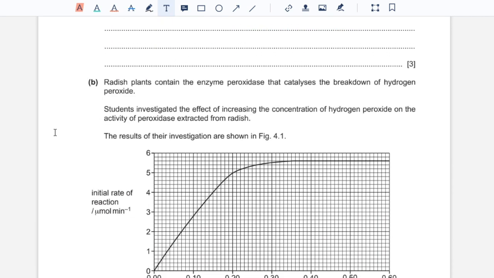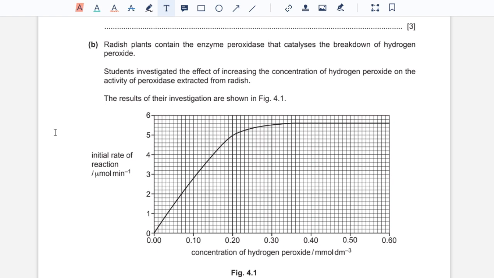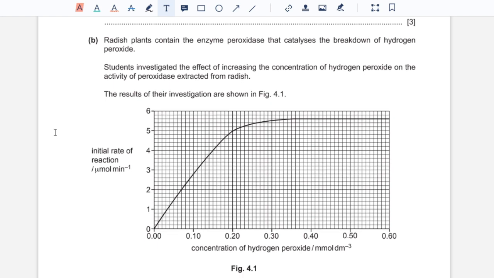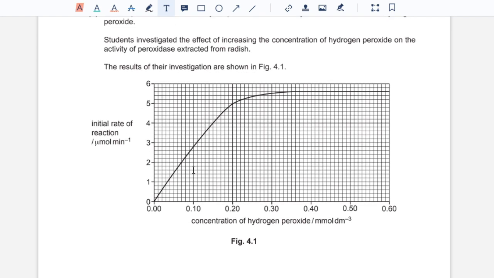B. Radish plants contain the enzyme peroxidase that catalyzes the breakdown of hydrogen peroxide. Students investigated the effect of increasing the concentration of hydrogen peroxide on the activity of peroxidase extracted from radish, and the results of the investigation are shown in figure 4.1. So as you increase the substrate concentration, the rate of reaction is also measured.